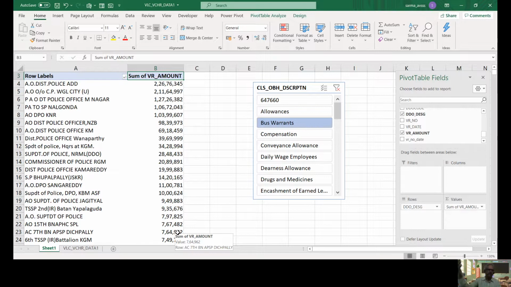That warrant will be collected by the conductor and given in his office, and all these warrants will be summed up. Later the DDO will draw the amount from the government and remit it to the Road Transport Corporation. So if we obtain the receipts from the Road Transport Corporation for these DDOs, then both should tally. That means the Road Transport Corporation should receive 2 crore 26 lakhs 76,345 from the District Police Office Adilabad. Similarly, from Warangal, it should receive 2 crore 11 lakhs.